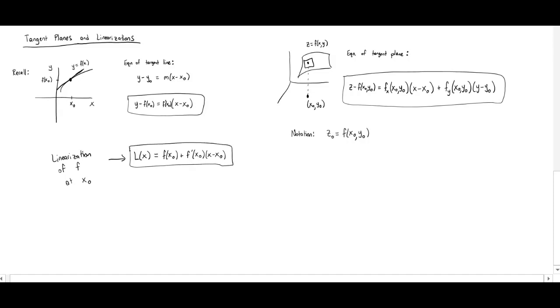And one of the main uses of the linearization is that the linearization should be approximately equal to the function itself if we are close to the point of tangency, if you will. So if x is close to x naught, it should be that the linearization is close to your function.